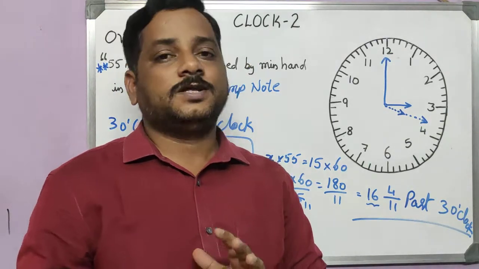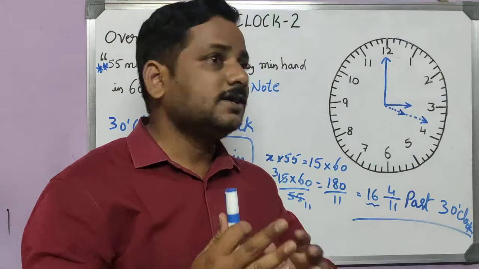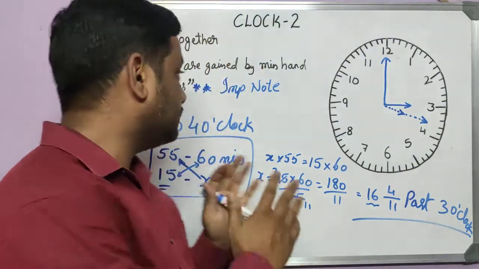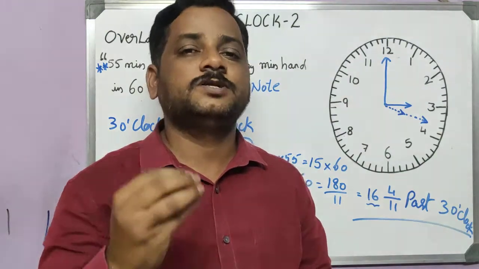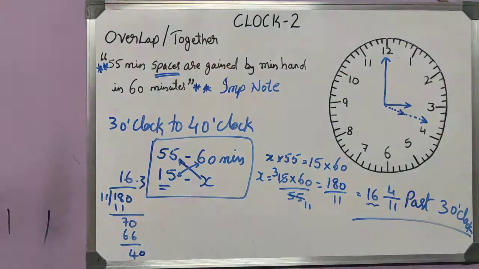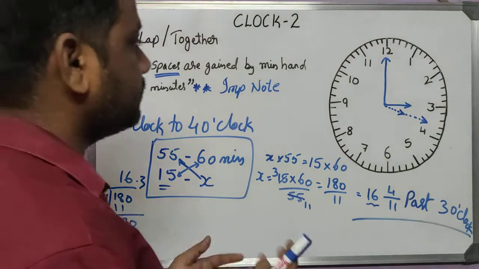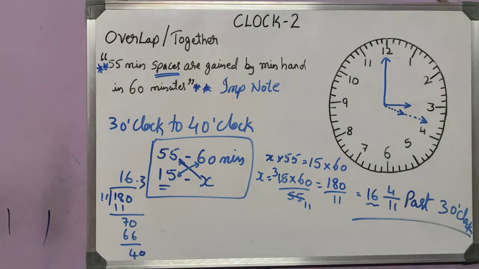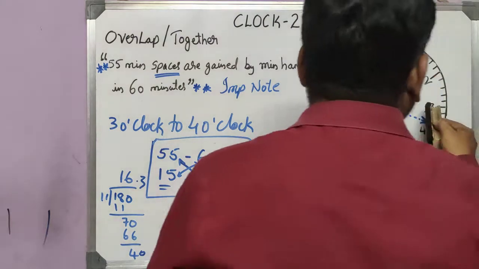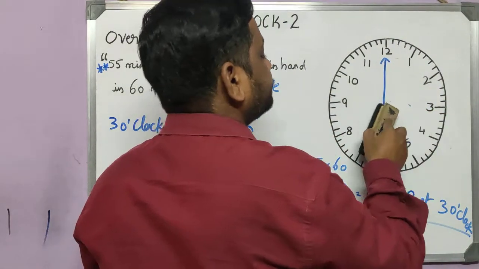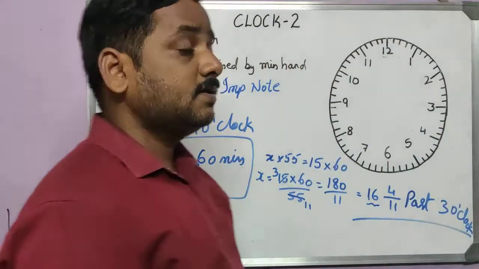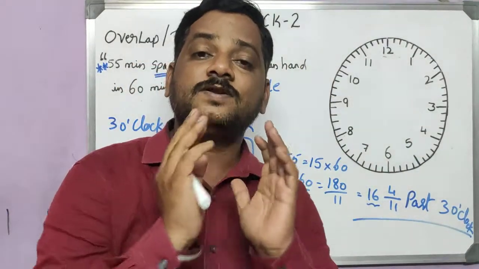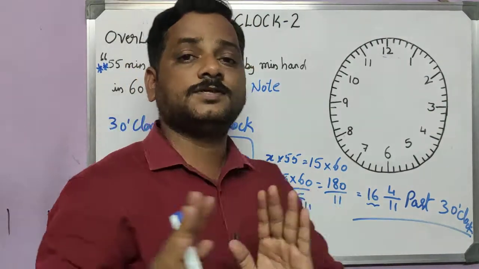Let me take one more example. So one more example, and again I will solve it using the same logic. Logic remains the same. Just to make it easy for you, I am going to take one more example. So let's say now the clock is moving from between 5 o'clock to 6 o'clock. So let me change it. Find a time where the hour hand and minute hand will overlap between 5 o'clock and 6 o'clock.